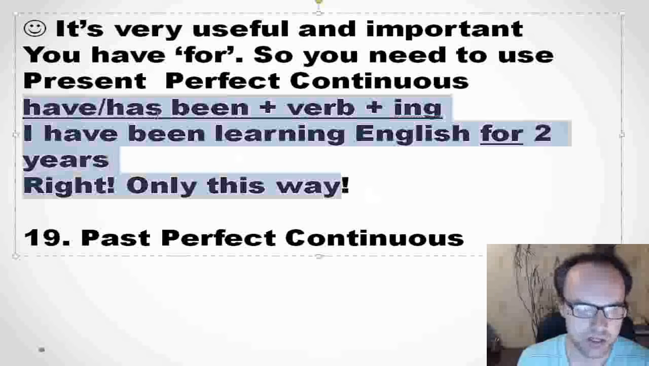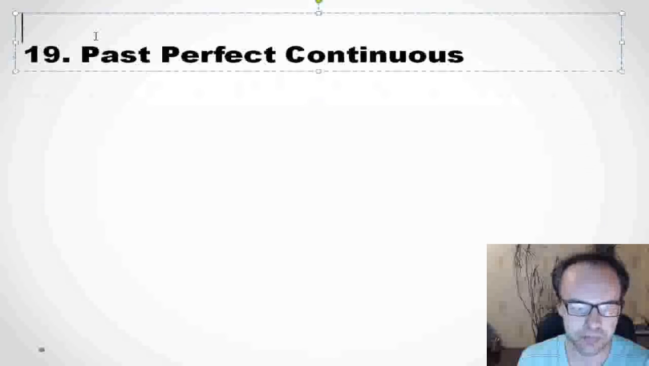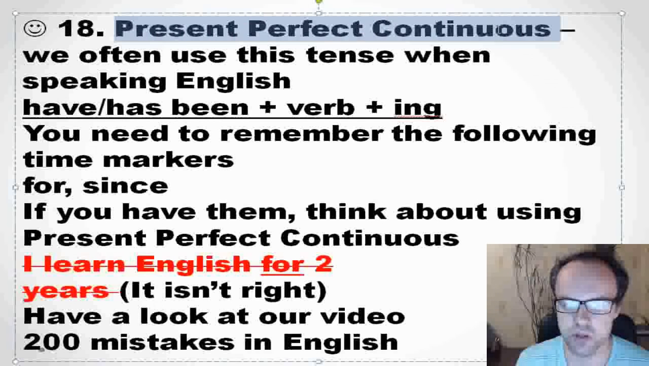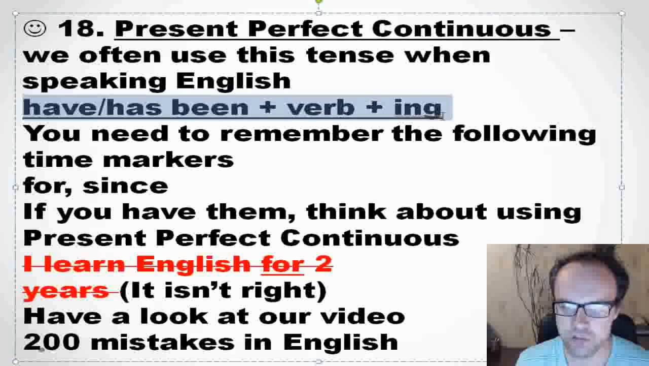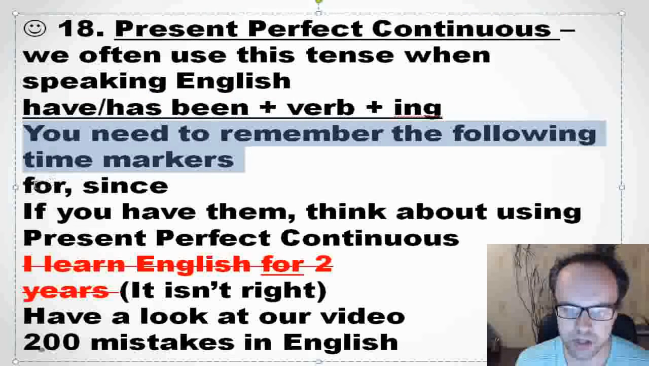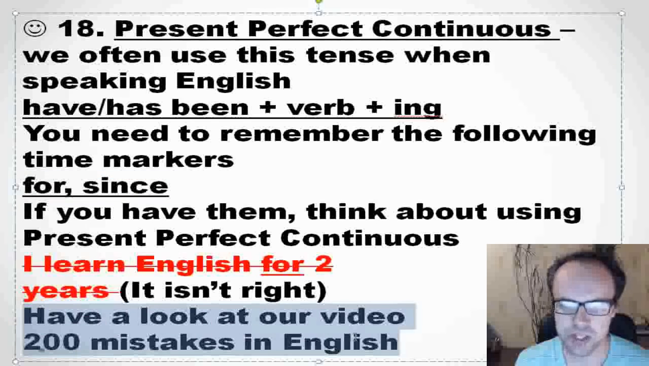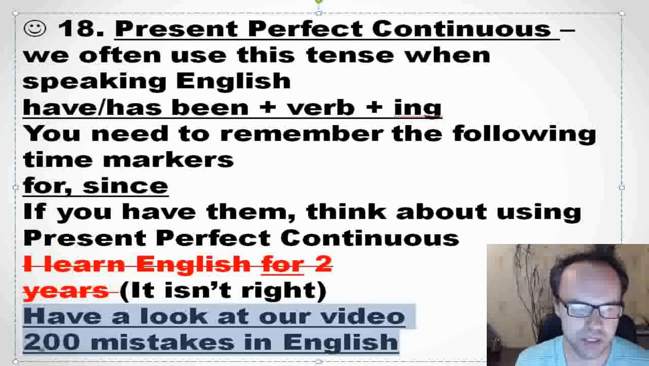So what is next? Well, let's check it. Present perfect continuous: we often use this tense when speaking English. Have or has been plus verb plus ing. You need to remember the following time markers, for and since. If you have them, think about using present perfect continuous. Not "I learned English for 2 years." It isn't right. Have a look at our video, 200 mistakes in English.